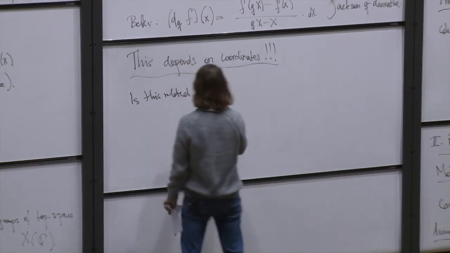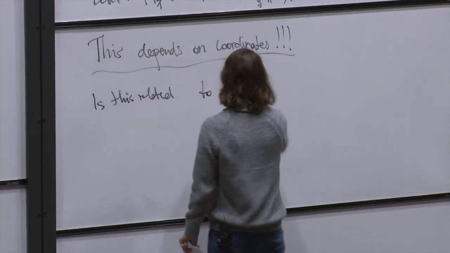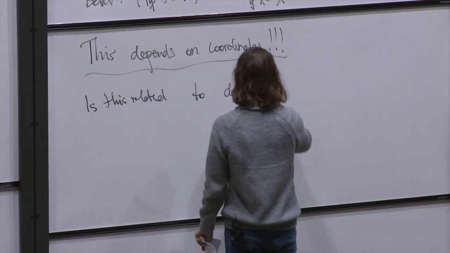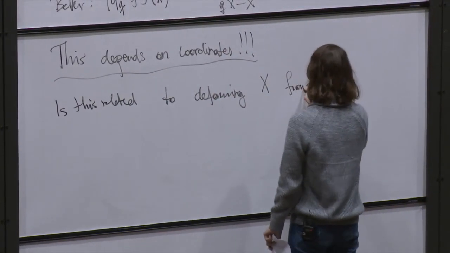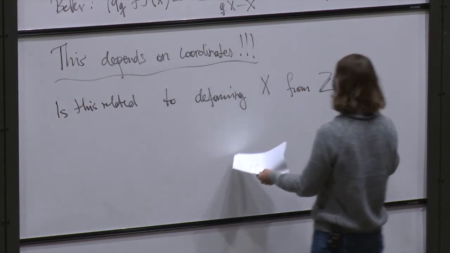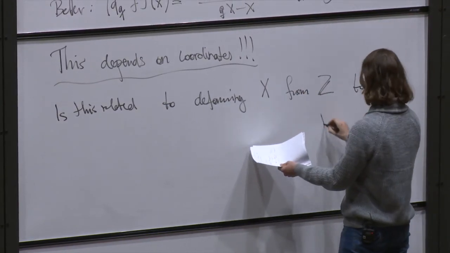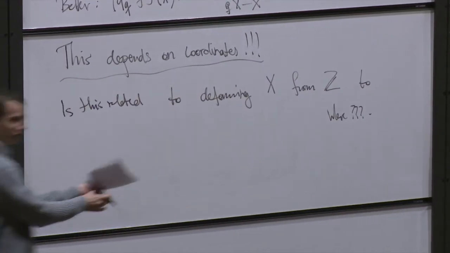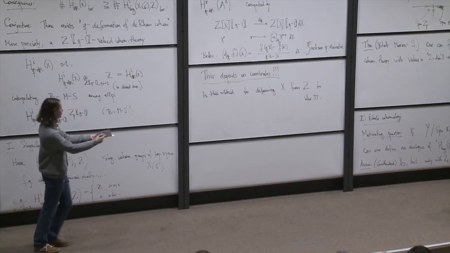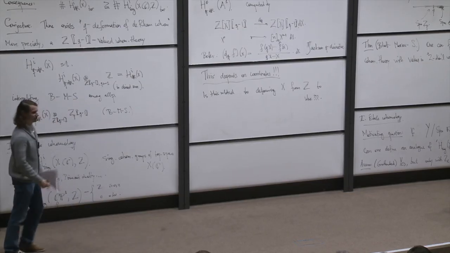In the case of crystalline cohomology, it was related to deforming X from F_p to Z_p, and now this is related to deforming X from Z to where? It already lives over some universal base in algebraic geometry, so I don't know where to deform. Okay, let me stop here.